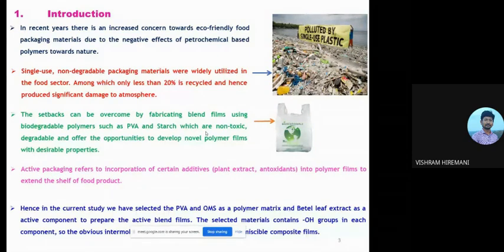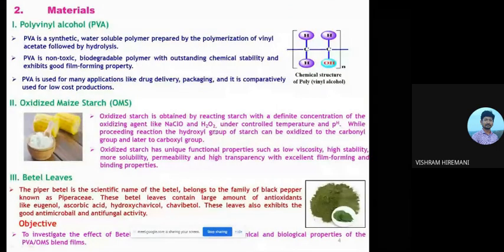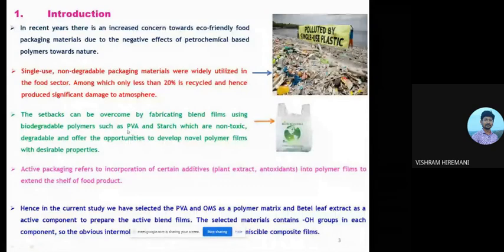In recent years, there is increasing concern towards eco-friendly food packaging materials due to the negative impact of petrochemical-based polymers on nature. Single-use non-degradable packaging materials are widely utilized in the food sector, among which less than 20% are recycled, which produces significant damage to the atmosphere. These setbacks can be overcome by producing polymer blend films of PVA and starch, which are generally non-toxic and degradable, and offer new opportunities to develop novel polymer films with desirable properties.